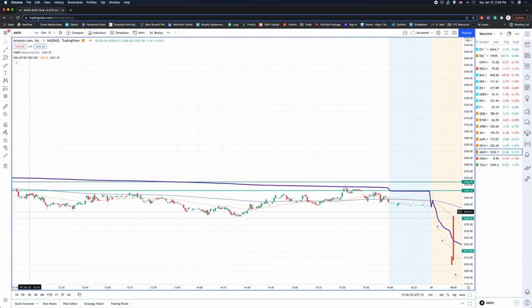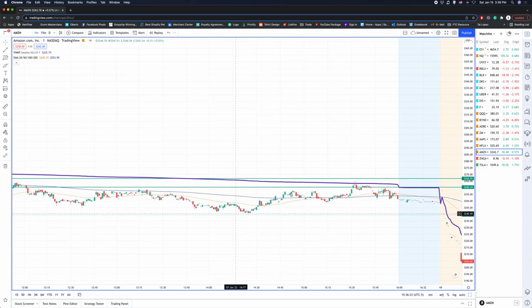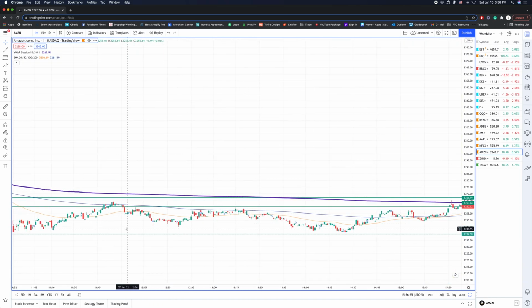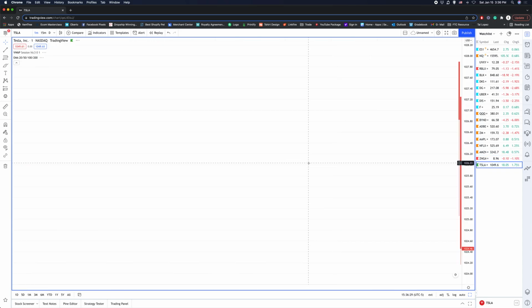If you look later on in the day, it really just traded sideways. All right. It didn't go lower. It didn't go higher. That's just what happens sometimes. Let's look at Tesla.